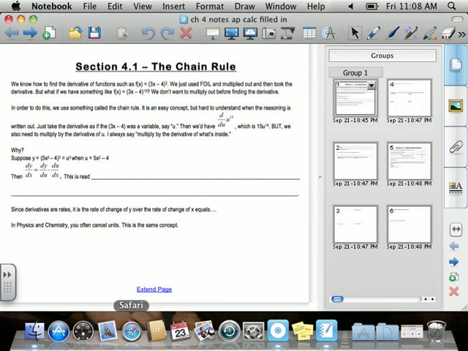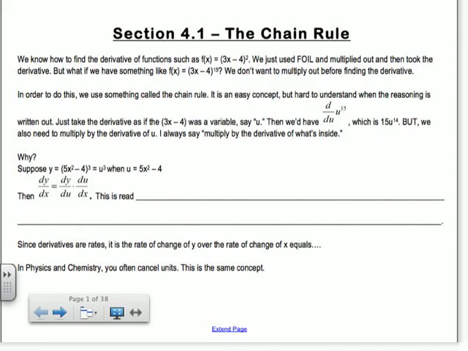Okay, so section 4.1 is called the chain rule. We know how to find the derivatives of functions like f of x equals (3x minus 4) to the second. We just FOIL, multiply it all out, and then take the derivative. But if we had something to the 15th power, obviously you don't want to multiply 3x minus 4 times itself 15 times. So in order to do this, we use something called the chain rule.